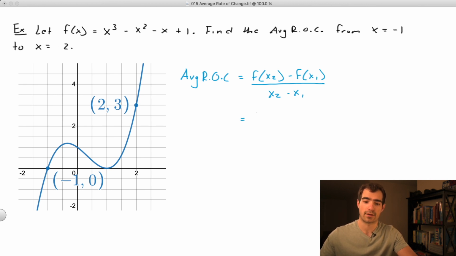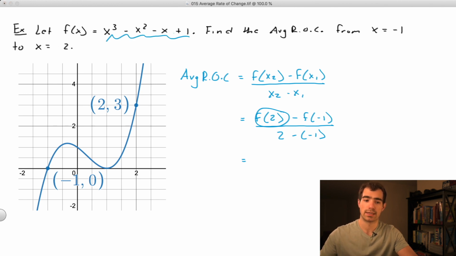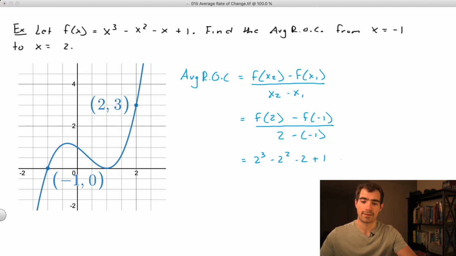And so we'll have f of x2 is now f of 2, and f of x1 is f of -1. x2 is 2, and x1 is -1, and so we have 2 minus -1. f of 2 we know is going to be defined by this expression here, where we substitute 2 in for x, since that's our input. We can plug in and get 2 cubed minus 2 squared minus 2 plus 1, and then subtract f of -1, which is where we plug -1 into this expression.